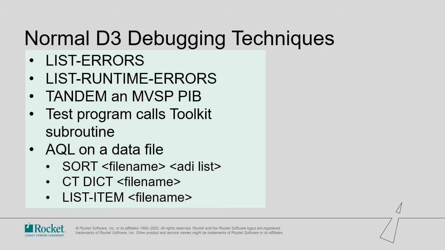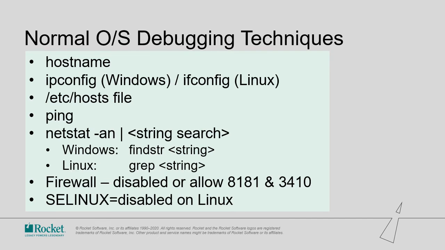For data web service operations, you can use standard AQL techniques against the file. Start by copying the AQL statement out of the toolkit client and pasting it at TCL and watch the output. You can also CT the dict of the file for any ADIs used in the web service operation, or you can do a list item on the file and look for anything unexpected in the data.